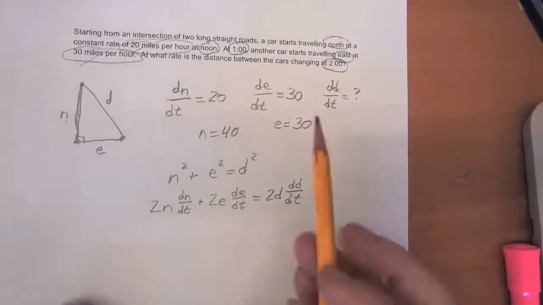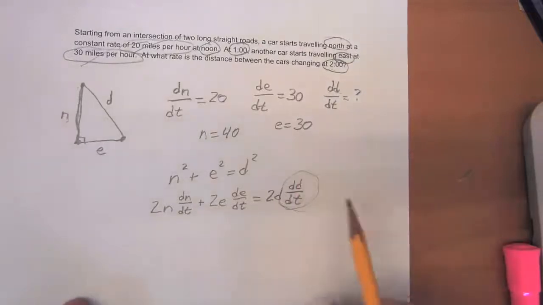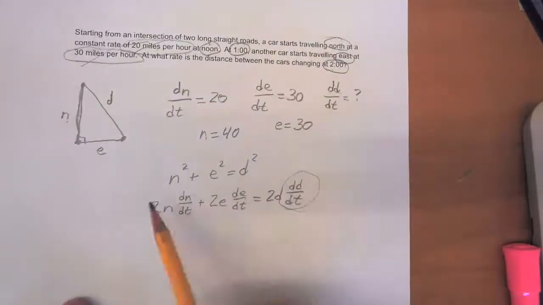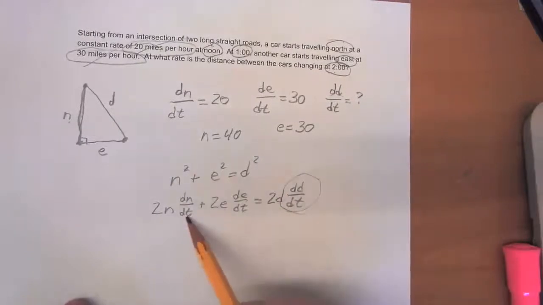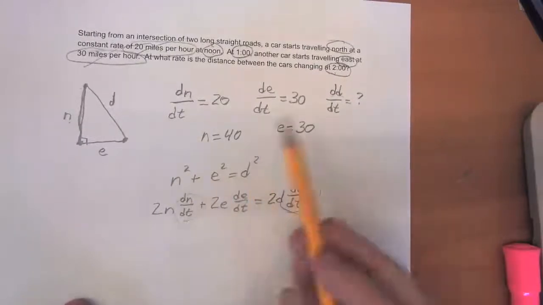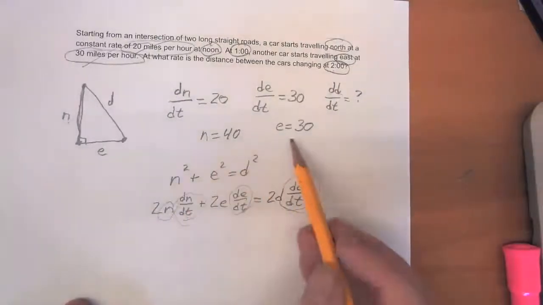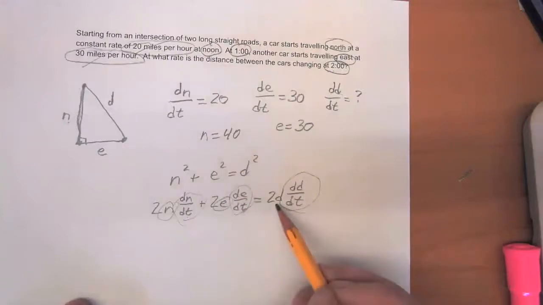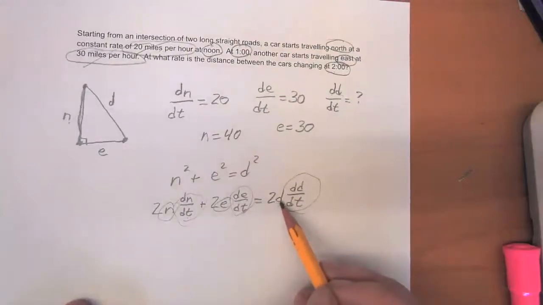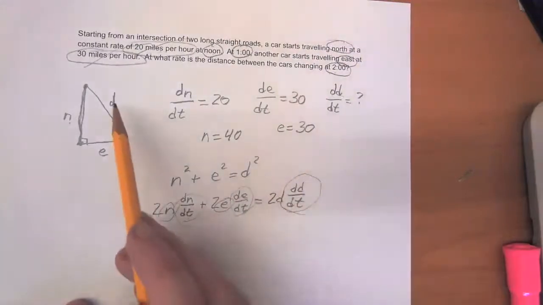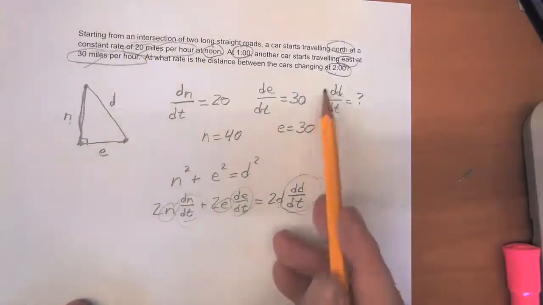All right, and so we want to solve for dd dt, and we know almost all of these variables. We know what dn dt is. We know what dE dt is. We know what n is. We know what e is. The only thing is we don't know what d is. What's the distance between these two cars at 2 o'clock?